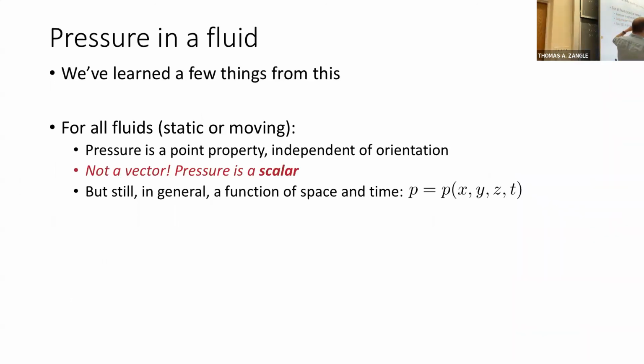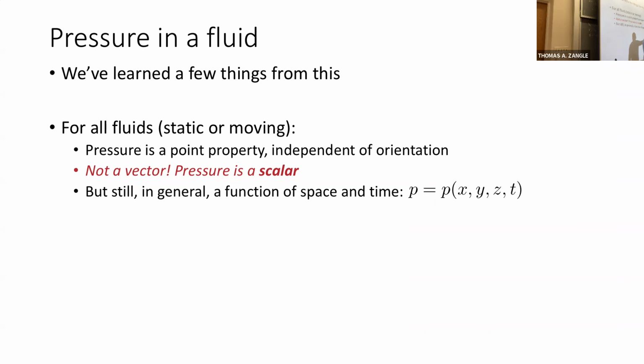So we've learned a few things from this. For all fluids, pressure is a point property independent of orientation. So it's not a vector, it's a scalar. In general, it can still be a function of space and time, so a function of x, y, z, and even time, if we have the fluid moving in time. But there is just a single value of the pressure at every point within the fluid, not multiple components in x, y, and z.